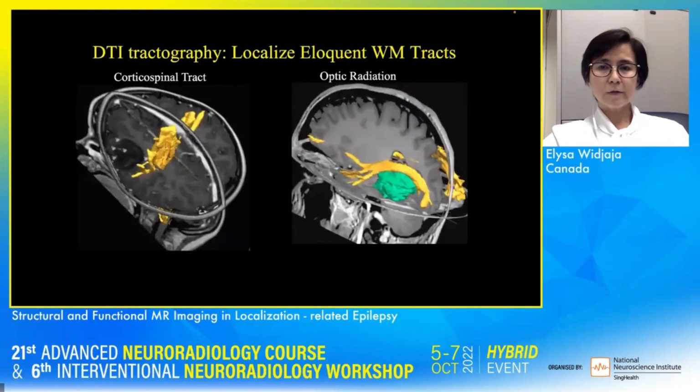So let's move on to localizing the white matter tracts. This can be done using DTI tractography. The white matter tracts that are of interest include corticospinal tracts, optic radiation, and arcuate fasciculus.